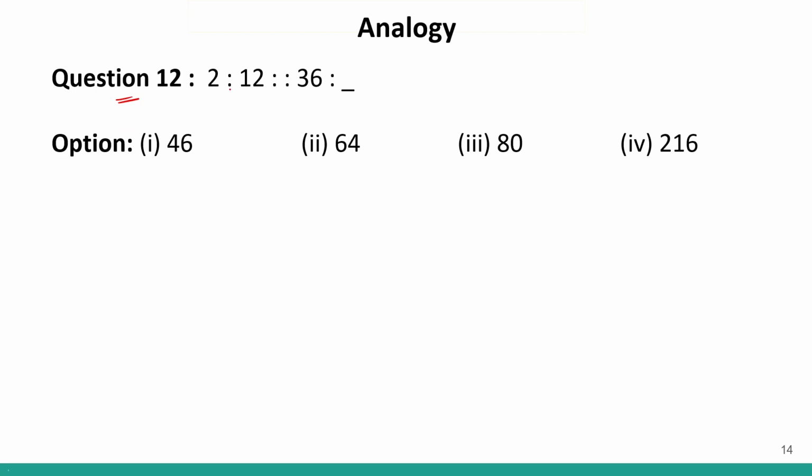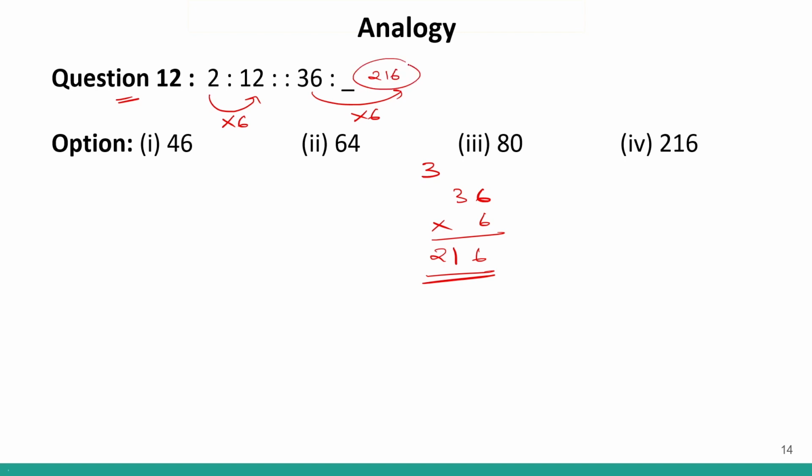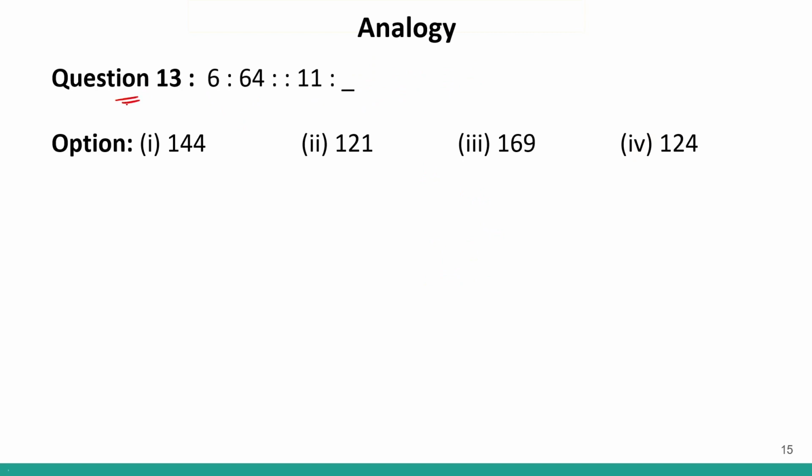Question number 12, relationship between 2 and 12 and 36, and we have to find out. Simply, 2 and 12 is into 6. Correct? 2 into 6 gives me 12. So what will 36 into 6 give me? 6 into 6, 36. 3 will be carried. 6 into 3, 18. 18 plus 3, how much? 21. So we will get 216 as the answer. This is given in option number 4, so option number 4 will be the correct answer to this question. Okay, now moving on to question number 13.